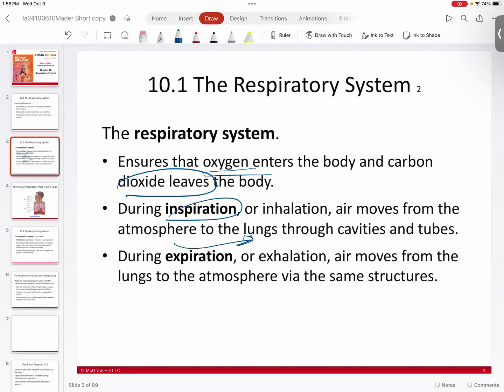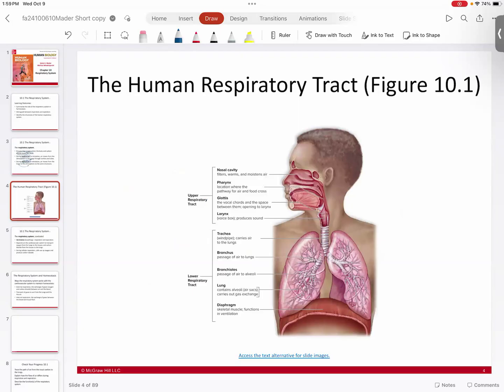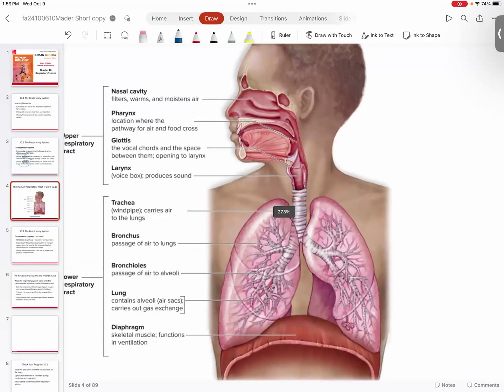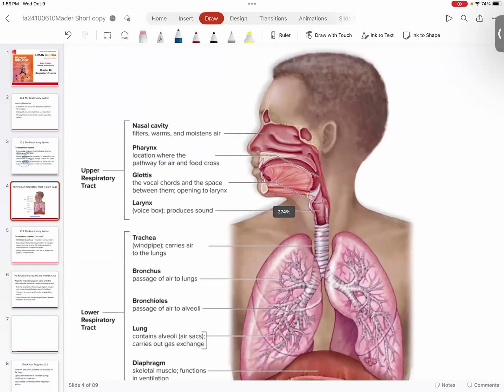And then, of course, expiration or exhalation moves the air from the lungs to the atmosphere, the opposite direction. And this basically will expel anything that you need to get rid of or breathe out. So we're going to take a closer look at each of those two processes. But before we get there, let's take a look at the general anatomy of the system itself. You can break the respiratory system into what's called the upper and the lower respiratory tract.